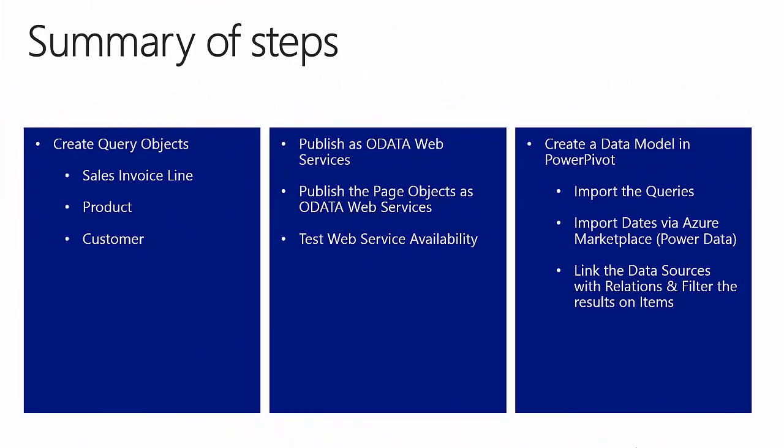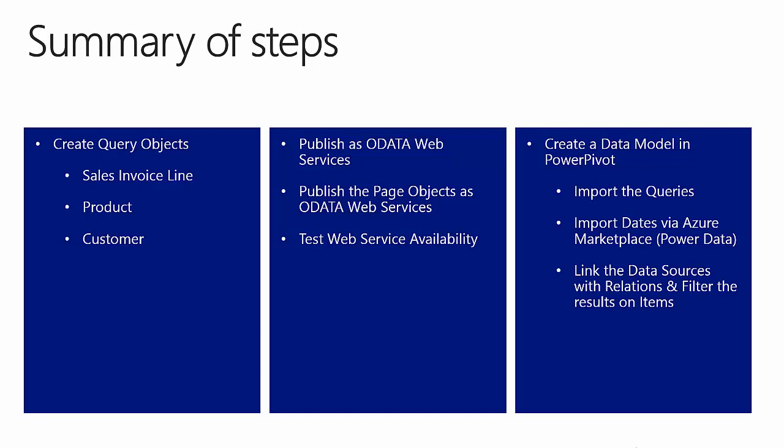To summarize all of the steps, in step 1 we created query objects for the sales invoice line, the product and customer information. Then in step 2 we published them as OData web services. We also published page objects for the salespeople, and we tested the service availability. Then in step 3 we created a data model in Power Pivot. We started by importing the query object and the page object as data web services. Then we made use of the dates by making use of the Windows Azure Marketplace.